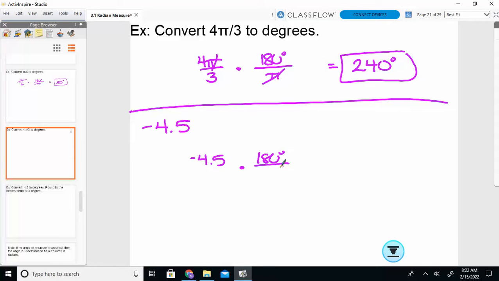80 divided by 5. You want degrees, so degrees go on top. All right, so a couple ways you could write this answer. Negative 4.5 times 180 is negative 810 over pi degrees. You could also go ahead and divide that out and get a decimal. So that is 257.83 degrees. So you kind of have that option there. If it's not a pretty one, you can multiply the pi out if you would like.